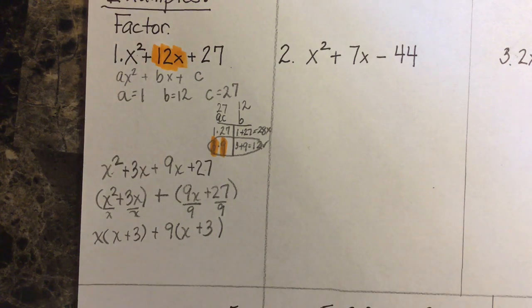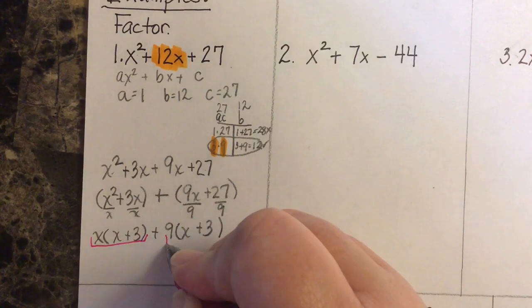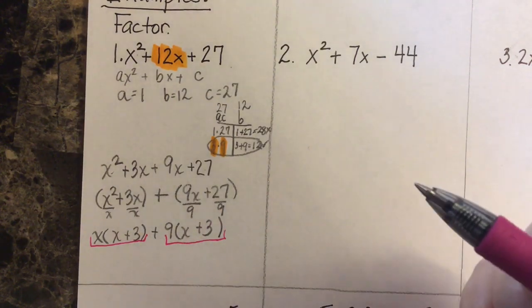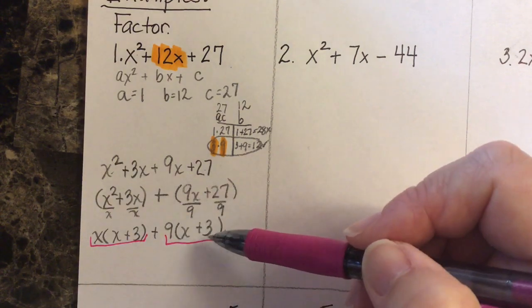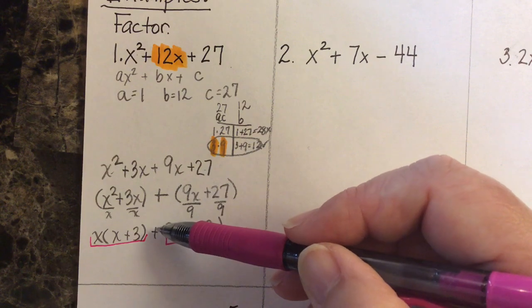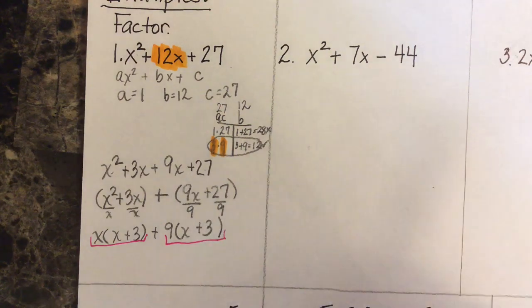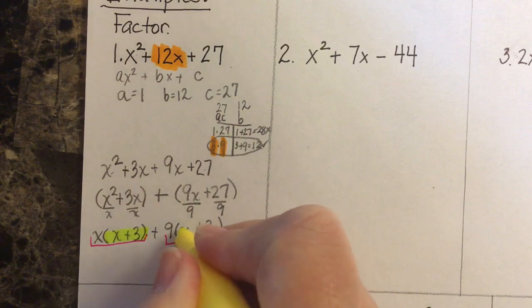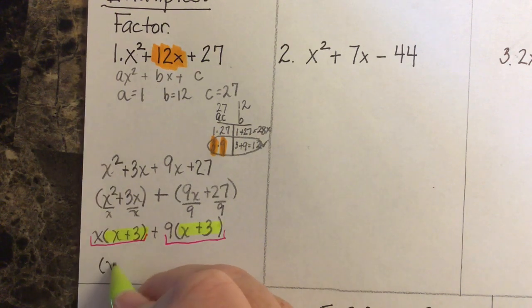Now, we have a binomial. We have two terms. Let me show you. We have two terms. Terms are things that are multiplied. X times x plus 3 and 9 times x plus 3 with addition or subtraction in the middle. So two terms separated here. So this is a binomial. That binomial, do they have a common factor? Yes, both terms have x plus 3. So I'm going to factor out the greatest common factor of x plus 3.